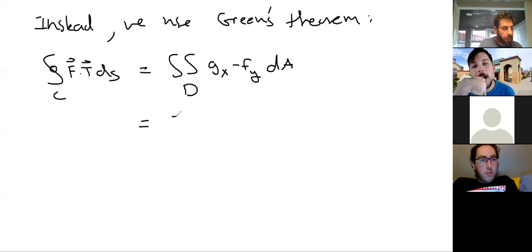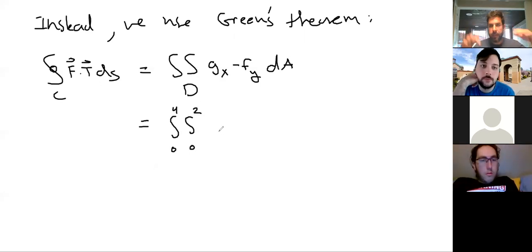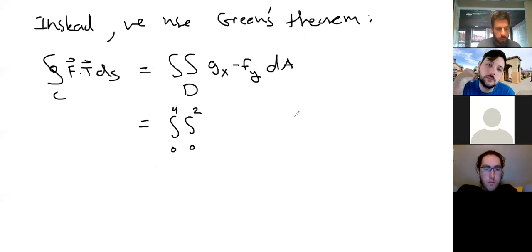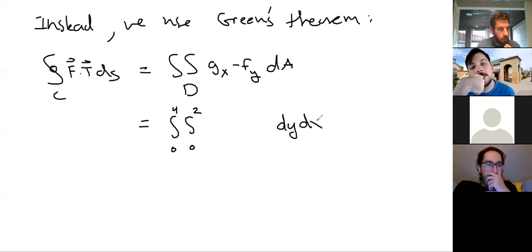And now this is a very simple integral. We can go 0 to 4 and 0 to 2 because it's a rectangle. It's flat, so it doesn't matter if we do y or x first. Since I wrote 0, 2, that was my y direction. That's dy dx.